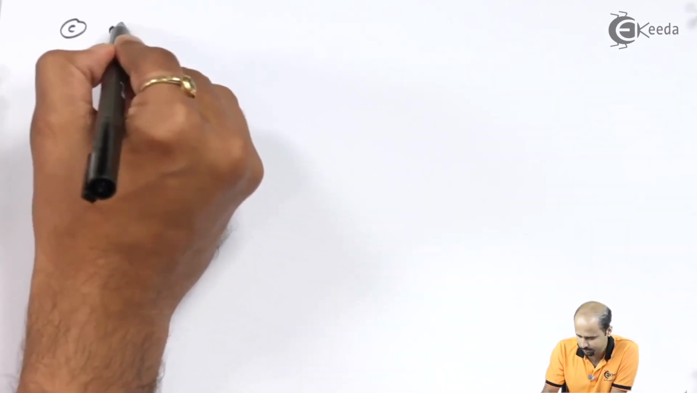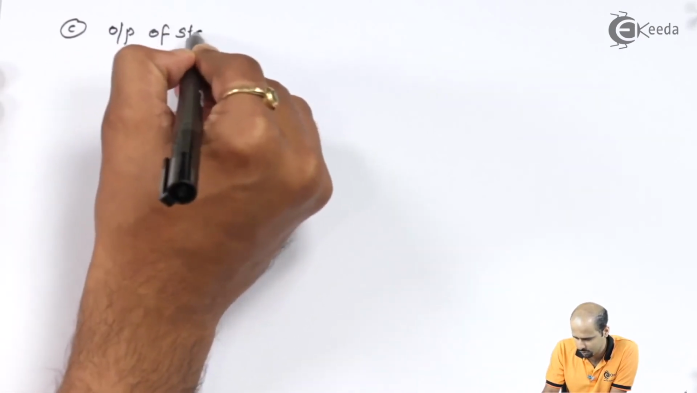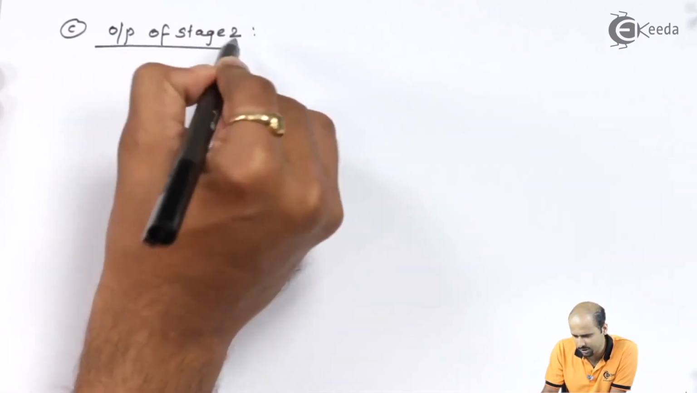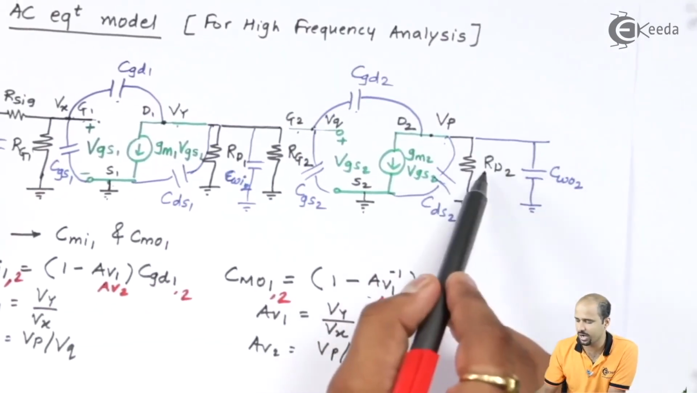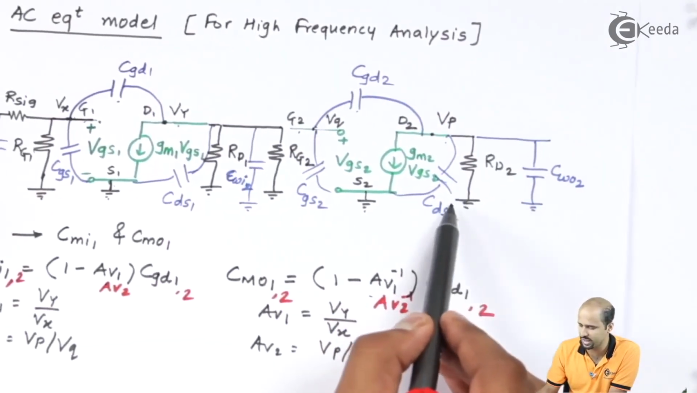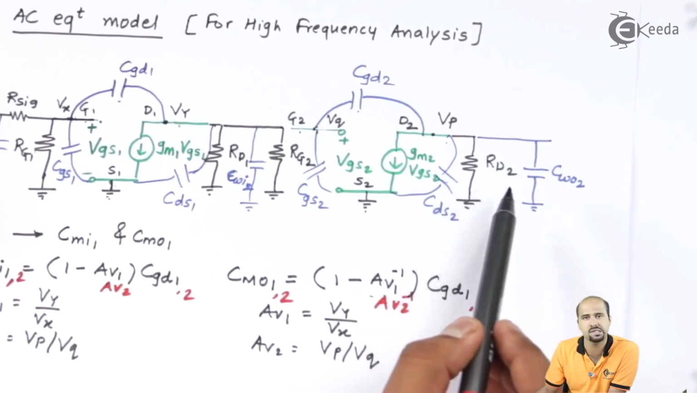So the B part is clear. Up till now we have completed the A part and B part. That means we got two kinds of frequencies, from the input of stage 1, and in between input and output stage, and now we will be getting what frequency the output of stage 2 RC circuit gives, right? Let's see the output of stage 2. This is nothing but the third circuit. We will try to draw the third circuit, which comprises this RD2, CWO2, CDS2, and obviously CMO2.